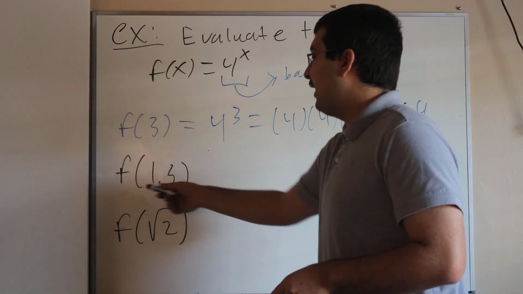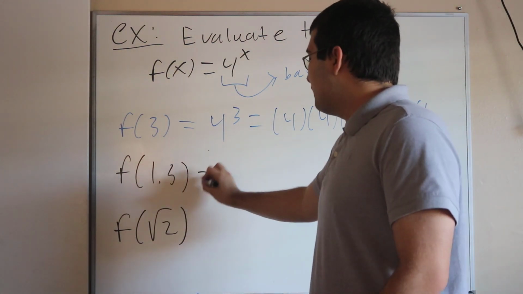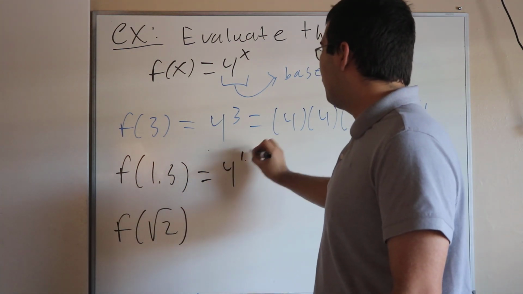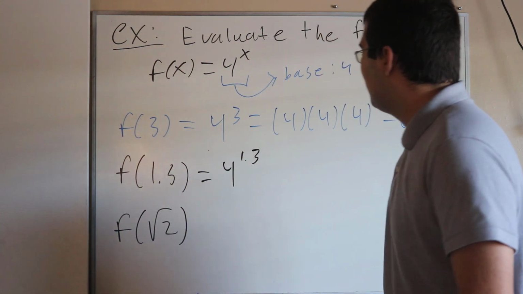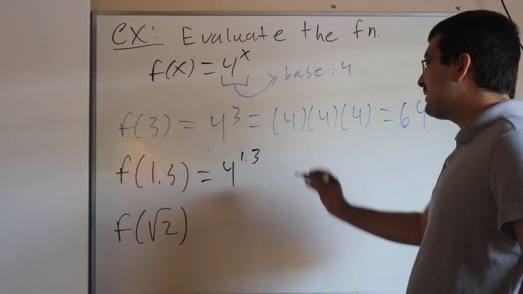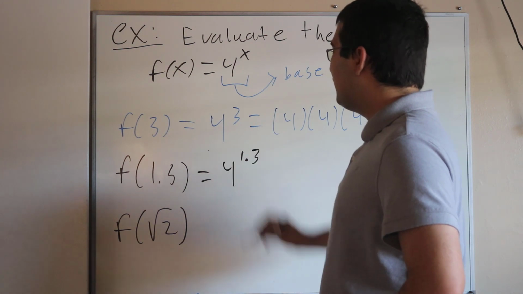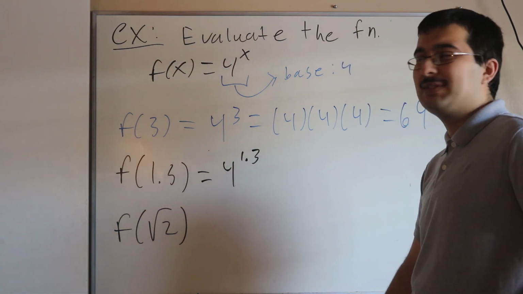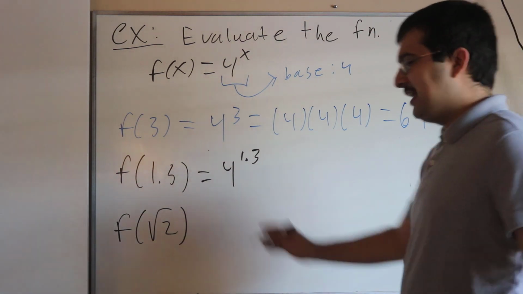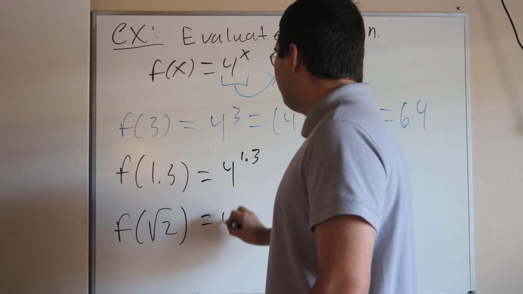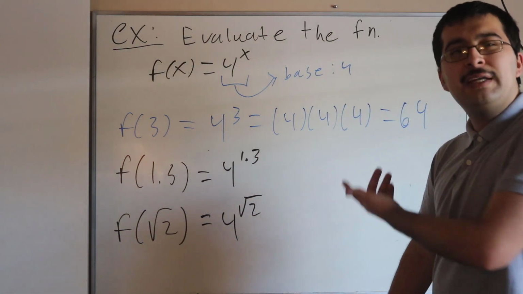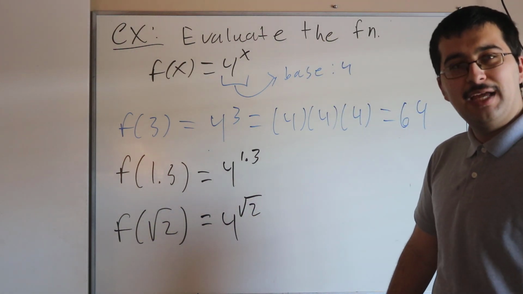If I want to find f of 1.3, that simply means I need to replace x with 1.3, so I have 4 to the 1.3 power. That's where we kind of just scratch our heads and are like, what? A decimal power? I don't know how to do decimal powers by hand. Yeah, that's just weird. And same thing here. This would be 4 to the root 2 power. Yet again, I have no idea how to actually calculate that by hand.